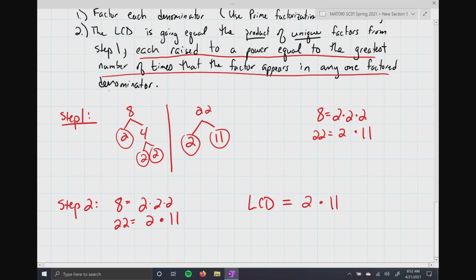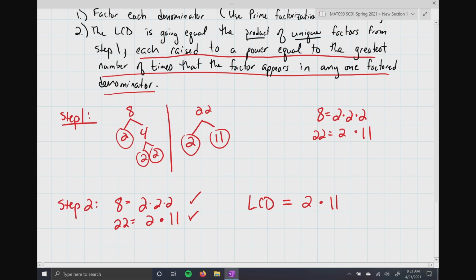And this is the most important. So, the LCD is going to equal the product of unique factors from step 1, and these unique factors will be raised to a power equal to the greatest number of times that factor appears in any one of the factorizations. So for example, the number 2 appears in the factorization of 8, and it also appears in the factorization of 22.